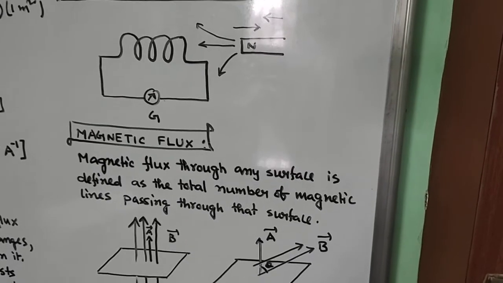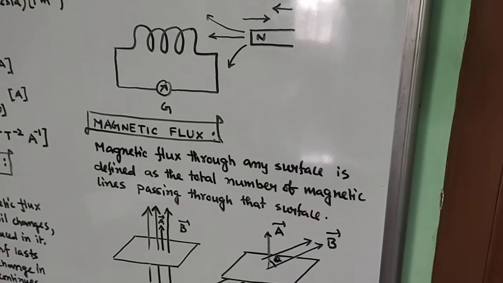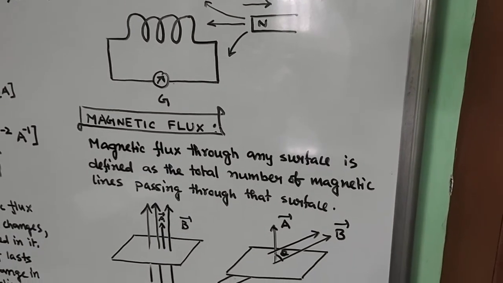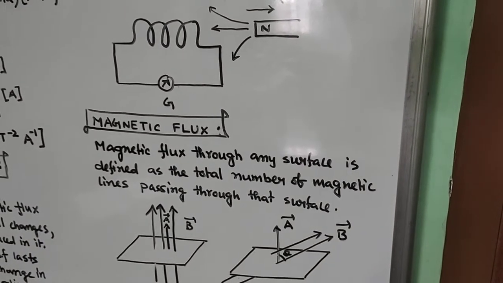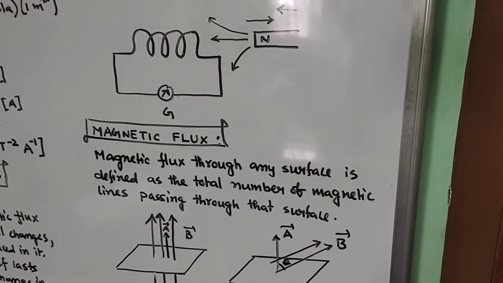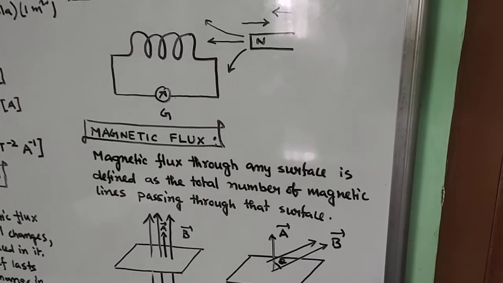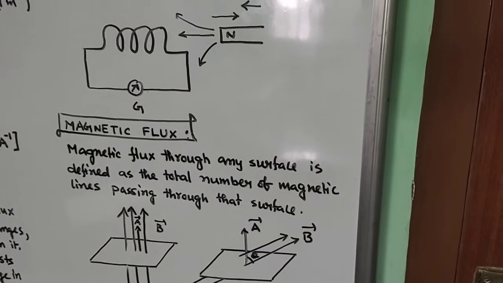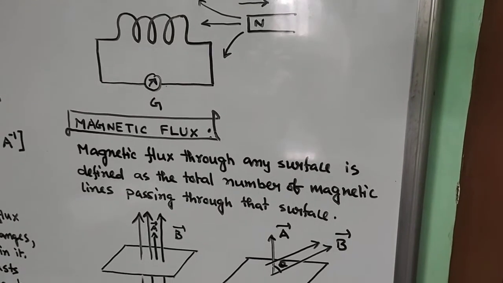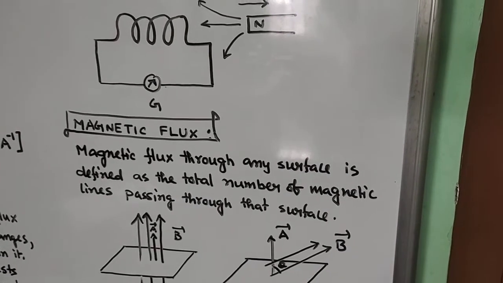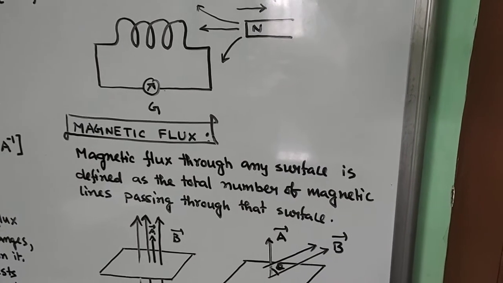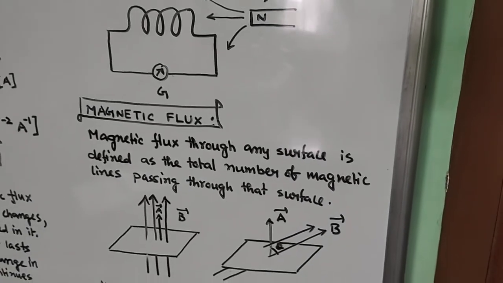Here it is the same as electric flux. So let me read out. Magnetic flux through any surface is defined as the total number of magnetic lines passing through that surface. Definitely, magnetic flux is not just a number; rather it is a physical quantity with dimensions. But as per the definition we have written, it is the total number of magnetic lines passing through that surface. It means magnetic flux is proportional to the number of field lines. The more field lines passing through the surface, the more the flux.